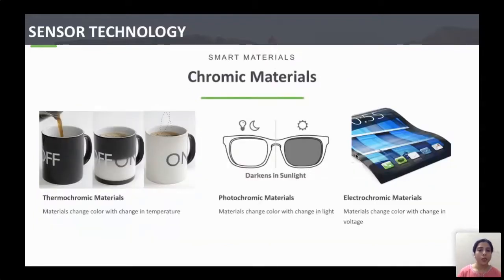Next type is the chromic materials. First is the thermochromic materials. When these materials are exposed to temperature, they change their color. In the photochromic materials, they change their color when they are exposed to light. And the electrochromic materials change their color when they are exposed to different voltages.